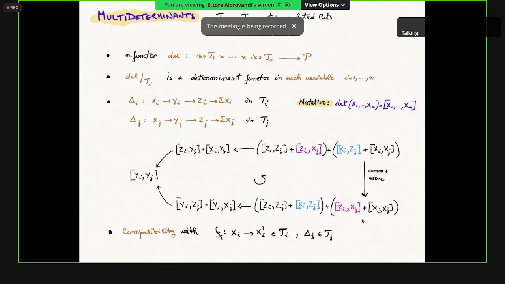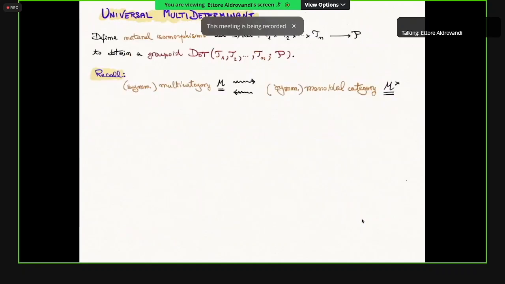combining the associativity and the symmetric isomorphism. So these are requirements, and again, there is an obvious notion that I'm not going to make explicit. There is an obvious notion of natural isomorphism between these upgraded determinants, so that you get the groupoid, which I call the groupoid of multi-determinants.